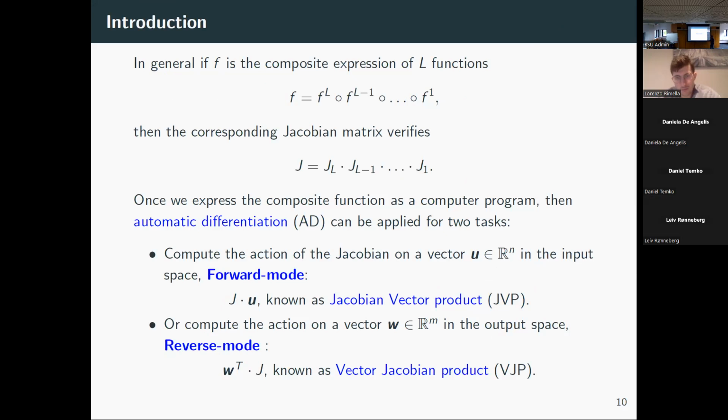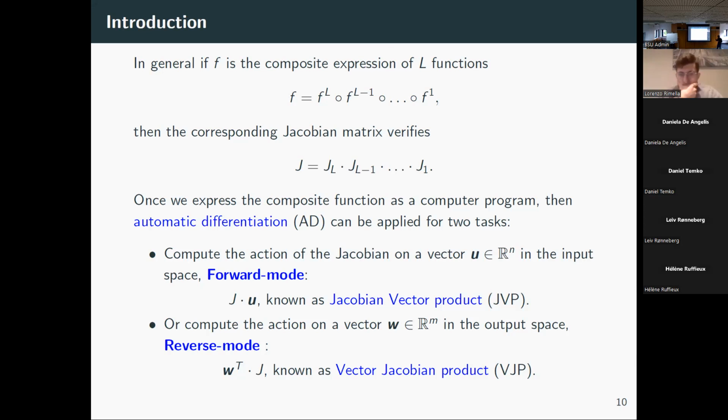So we want to do two things. First, we want to find the action of the Jacobian on a vector in the input space. An easy way to think of this is like taking a directional derivative, basically. So you have a tangent vector U. You want to take the action of the Jacobian on the tangent vector. And that's basically known as forward mode automatic differentiation, or doing things in the forward mode.